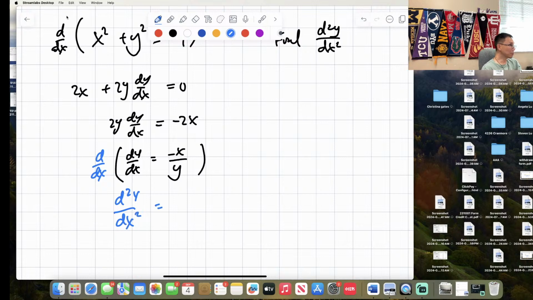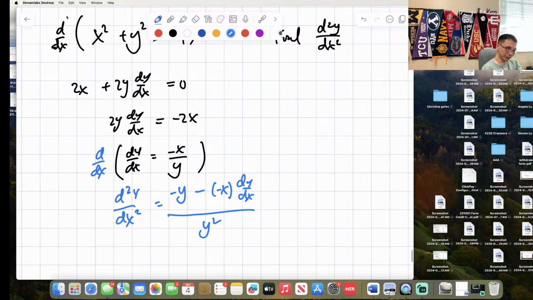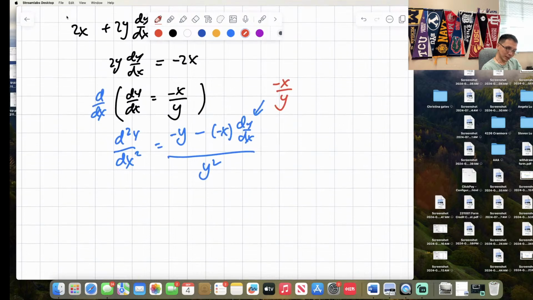It's going to be low d high minus high d low over low squared. What is a low? Y. d high is -1, right? Minus high d low, which is dy dx, over low. But we also know what dy dx is. This one is going to be negative x over y. That's equal to negative y plus x times negative x over y squared.